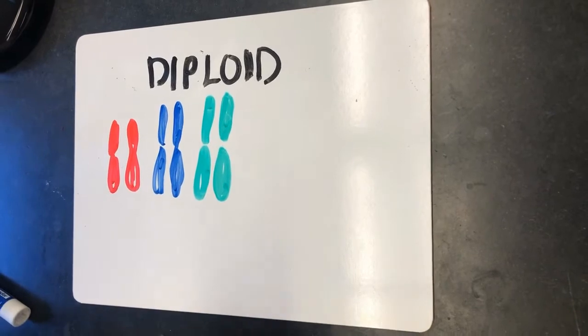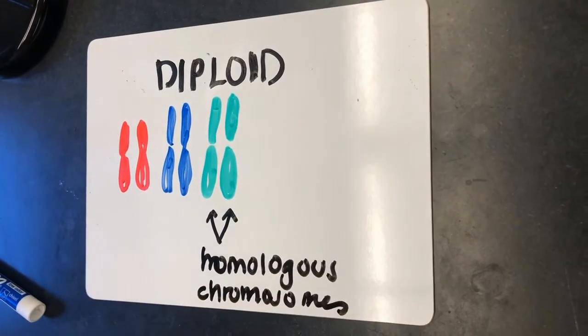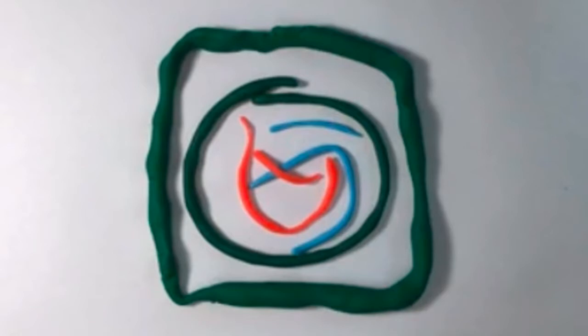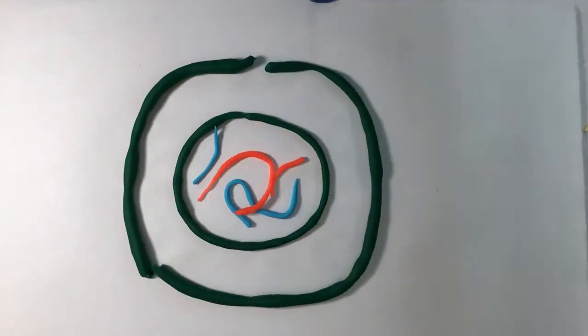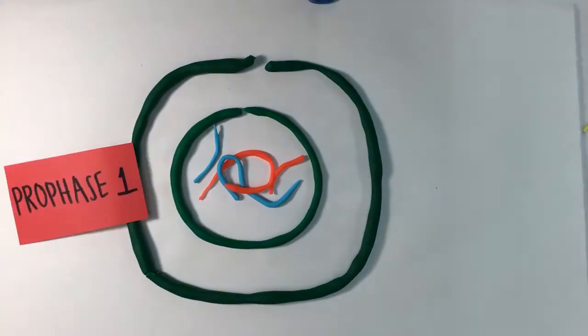Meiosis 1 begins with a diploid parent cell, which means the cell has 2 copies of each chromosome. Before the process of meiosis, interphase occurs. The DNA in a cell's nucleus duplicates and the cell grows. After interphase, prophase 1 begins.